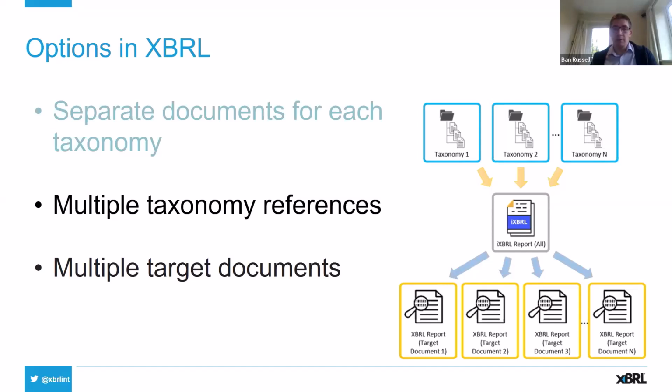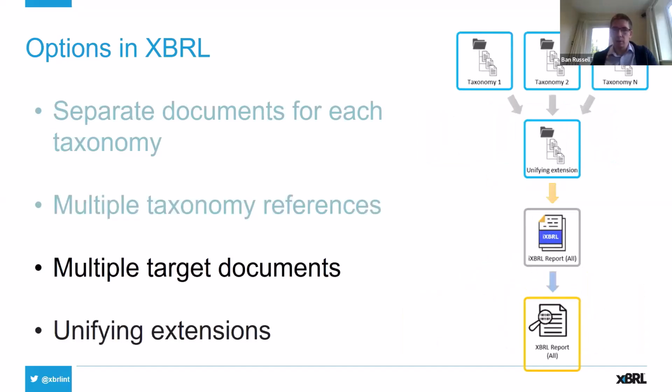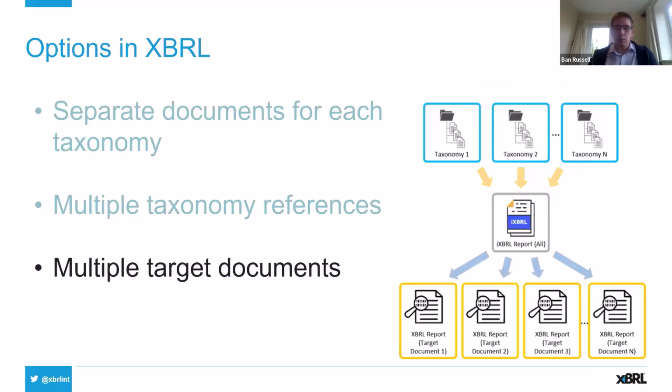Our next option is quite an interesting one, and it's called multiple target documents. And with multiple target documents, we, again, have the same taxonomies at the top, same opportunity to extend each one to create a single XBRL report. However, in this case, every fact in this report has a small piece of additional information, and this ties that fact, each individual fact, to a target document. And what this means is when the XBRL is processed to get the data, it produces multiple data, one for each of these target documents. So this is what makes it different to the one before.